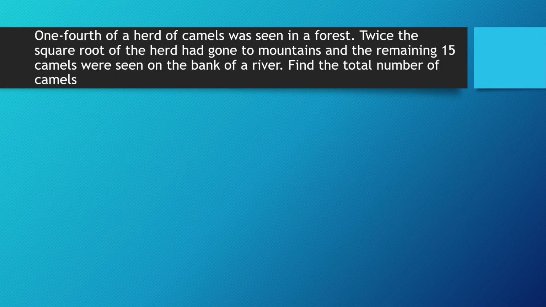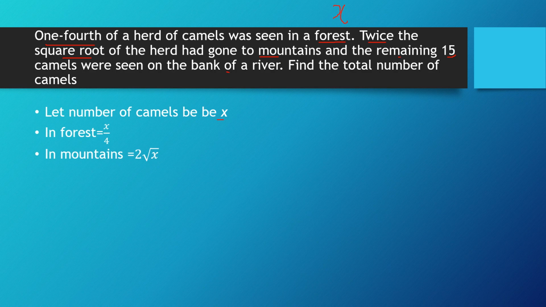Very nice and easy. 1/4 of the herd of camel was seen in forest. So let us say there was X number of camels. Out of which 1/4 was in the forest. Twice the square root had gone to mountain, and remaining 15 was seen on the bank of the river. You see, let the number of camels be X. So 1/4 of this, that is X by 4, was in the forest. Then twice the square root of X was gone to mountains. Then remaining 15 went to bank of the river. So if I add these three, I should get the camels number equal to X, correct?